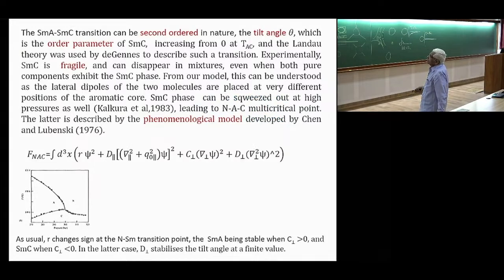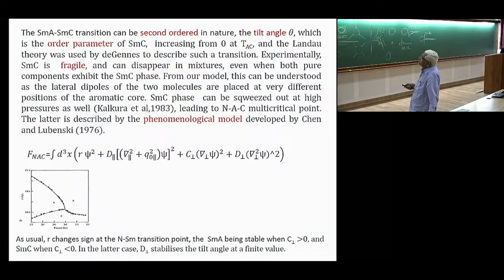So the Smectic A to C can be a second order transition as well. And de Gennes himself used this tilt angle as an order parameter. He was a phenomenologist. He was not worried about why the molecules tilt. He just described it using the omega, that is the tilt angle, as the order parameter.